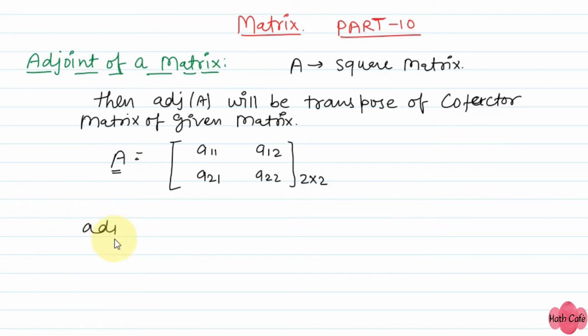So adjoint of A is abbreviated as ADJ of A. Alright, so adjoint of A is nothing but the transpose of the cofactor matrix of the given matrix. So we will write the cofactors of each of the elements. So the cofactor of A11 is C11, the cofactor of A12 is C12, the cofactor of A21 is C21, and the cofactor of A22 is C22. So we will take the transpose of this cofactor matrix. This will be called the adjoint of A. Alright, hope you understand this.